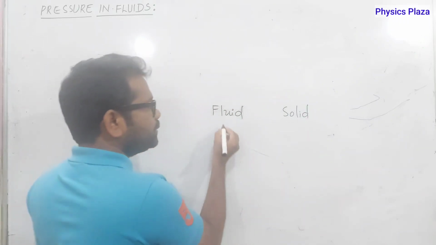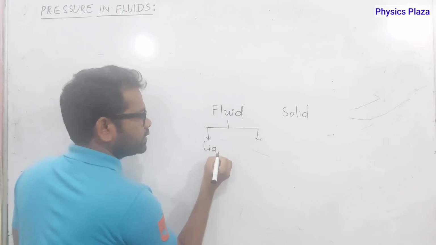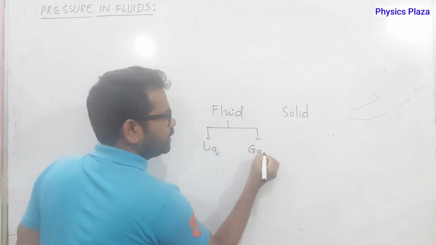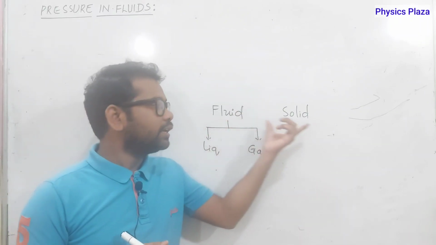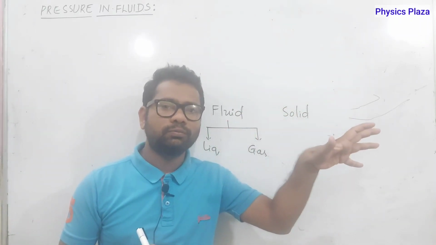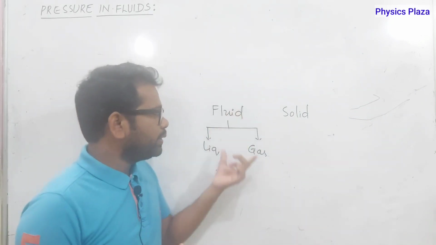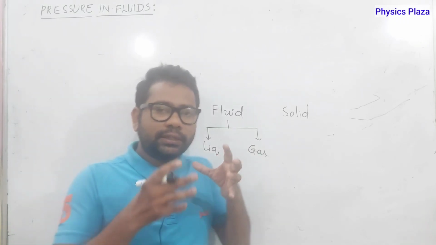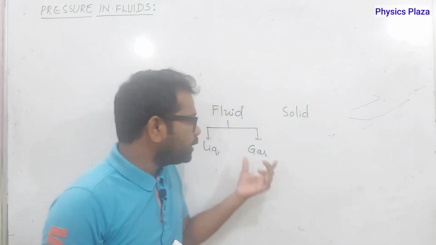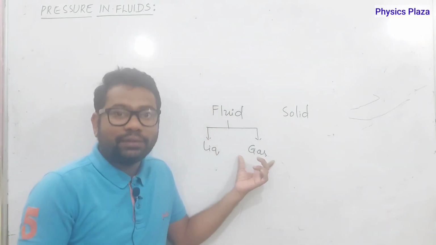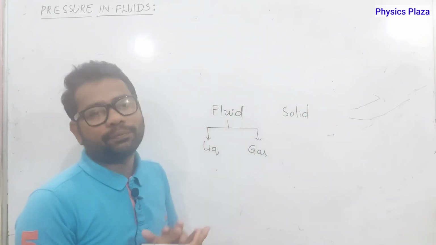So fluids, children, include liquids and gases. This is very important. The main difference between a solid and a fluid is that in solids, atoms do not move, whereas in fluids, they will move. In the case of liquids, the atoms of the liquid will move in a vessel, throughout the liquid. In gases, they have even more freedom. So this is the basic difference between a solid and a fluid.